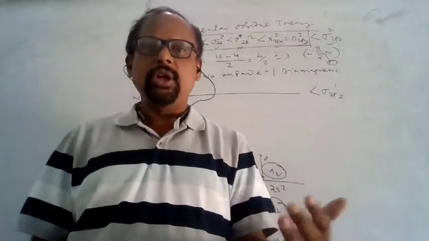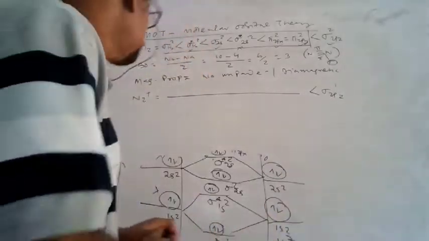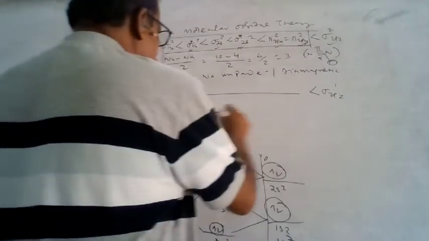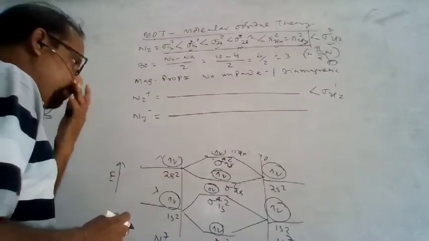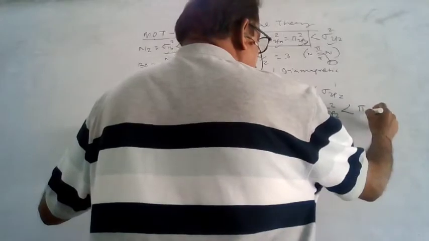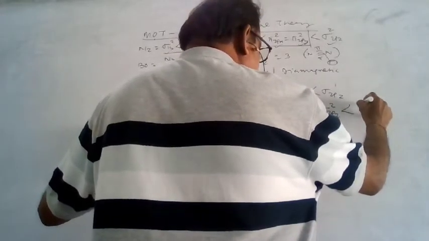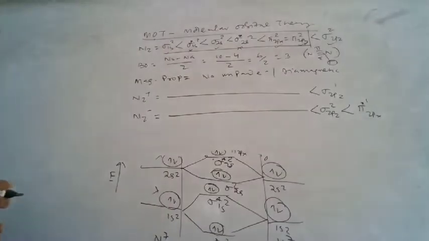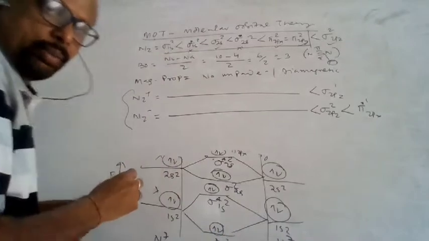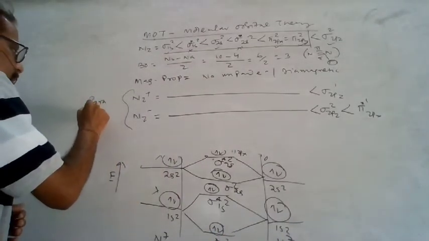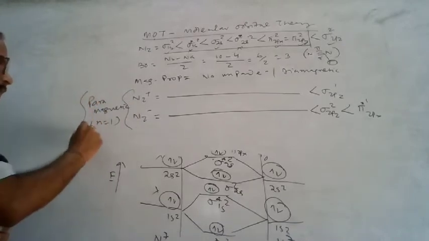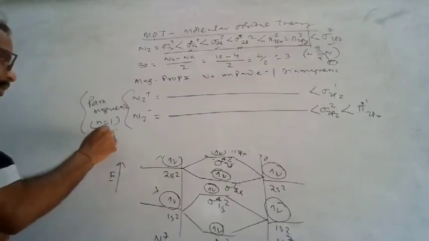Now you can see the magnetic properties of nitrogen. There is no unpaired electron present; all the electrons are paired. No unpaired electron means it will be diamagnetic. So nitrogen, which is present in the air, is in the diamagnetic form, diamagnetic in nature.